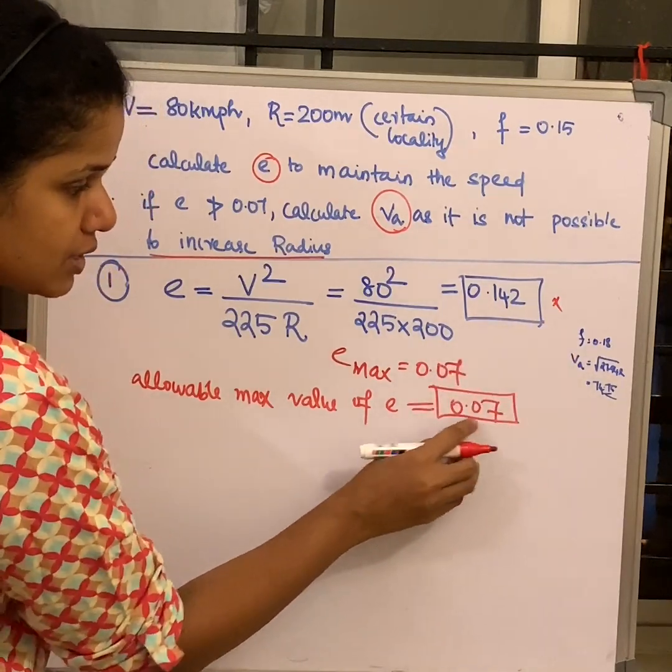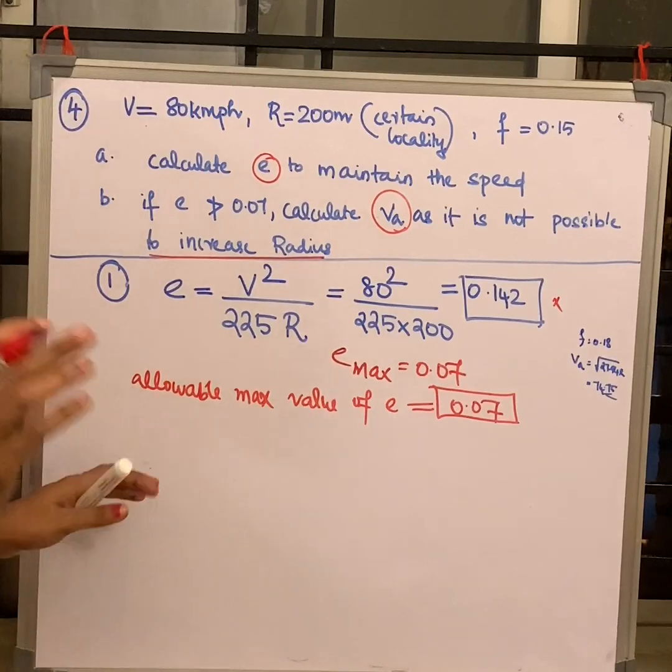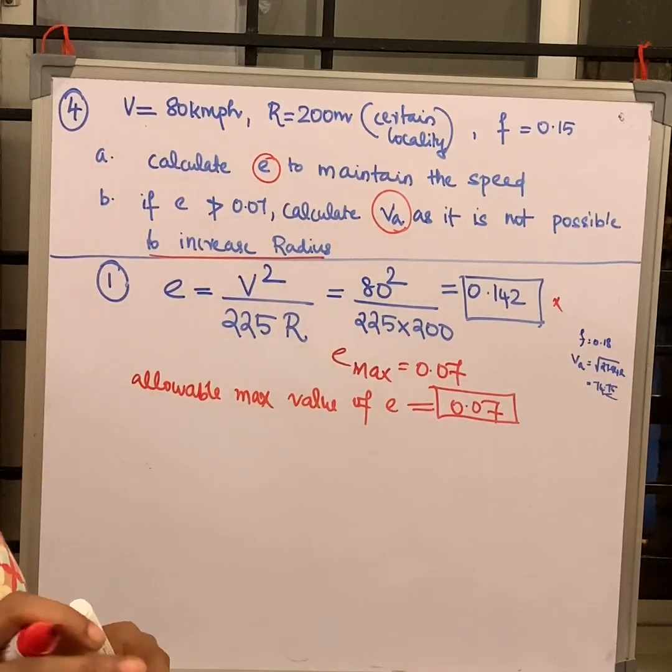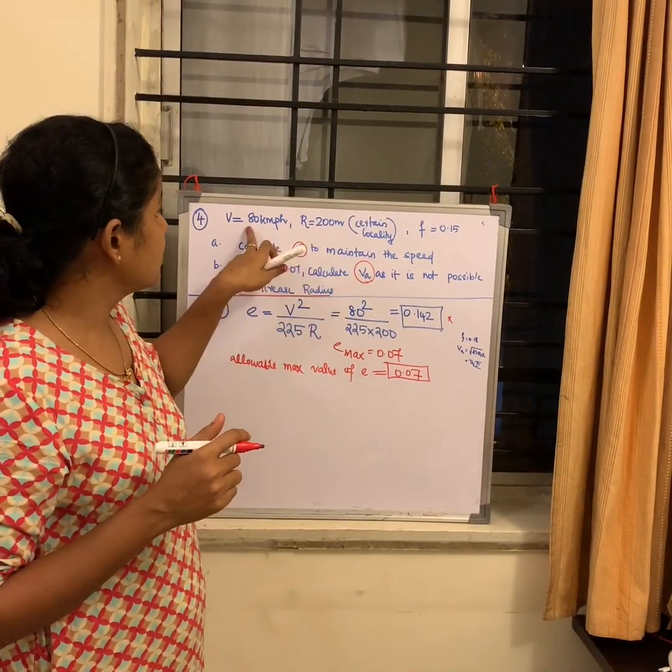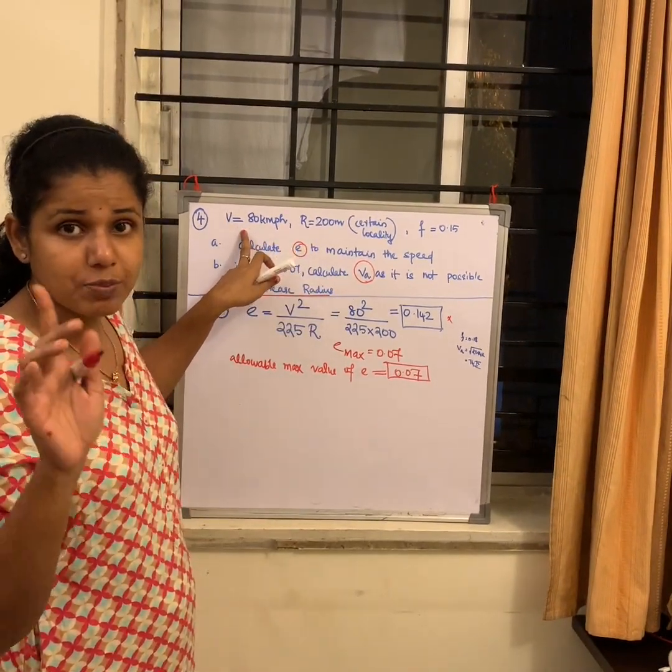You need to limit it to 0.07. Now if you are limiting it, what is the next step immediately? Calculate the friction for the full design speed, not for the 75%, the full design speed.